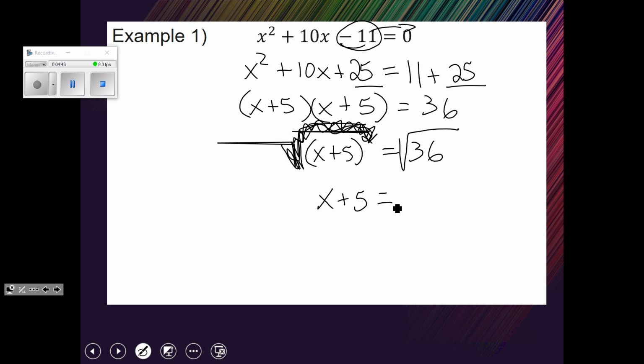I'm just kidding. Okay, what's the square root of 36? Plus or minus 6. And then from there, we just solve for x. We're going to move this 5 over, and this will make negative 5 plus or minus 6.